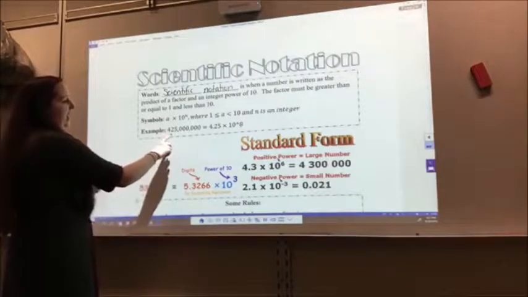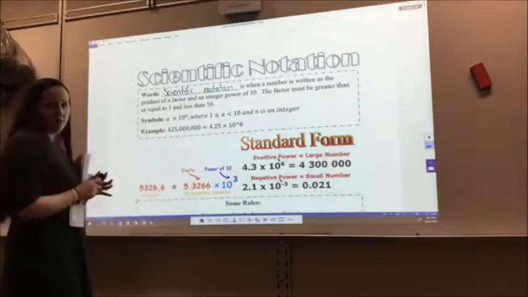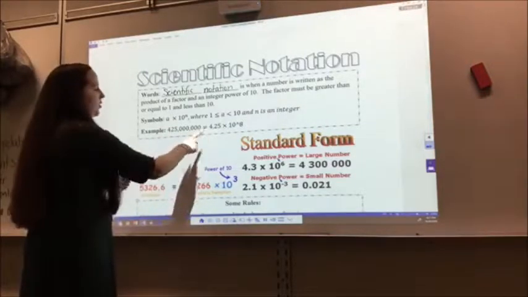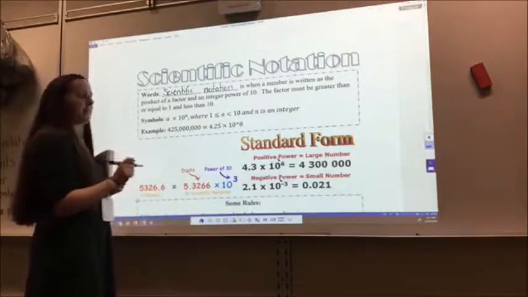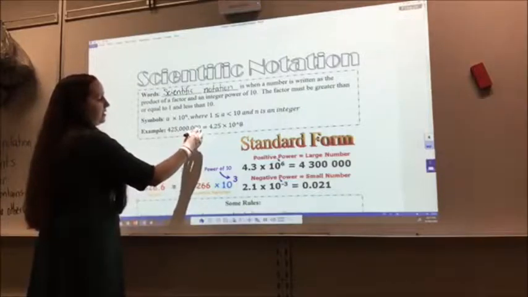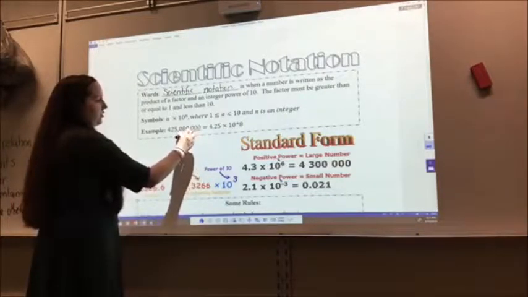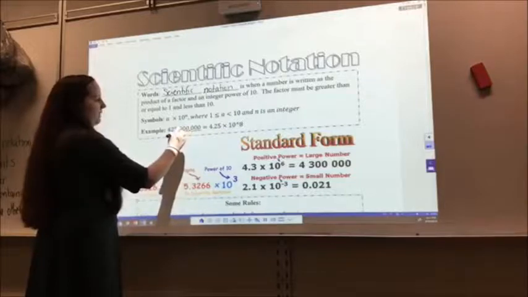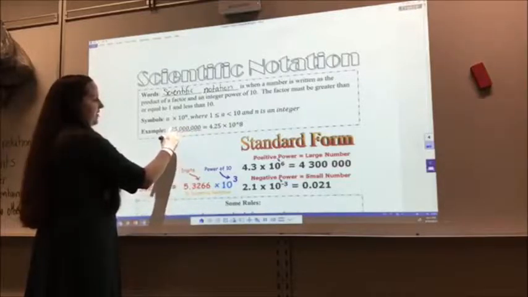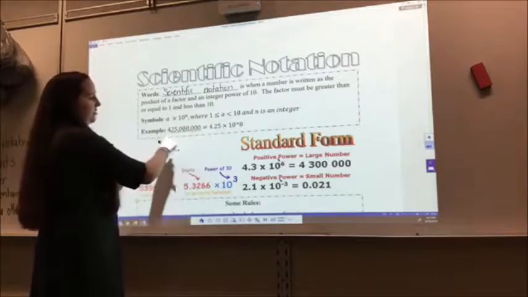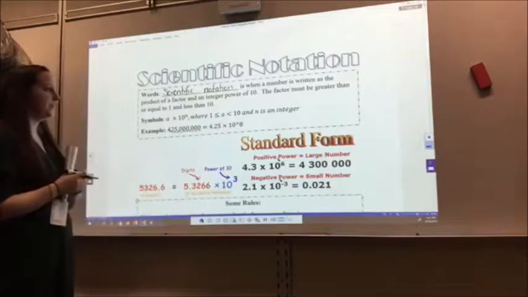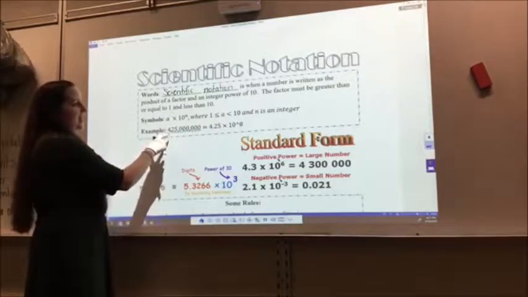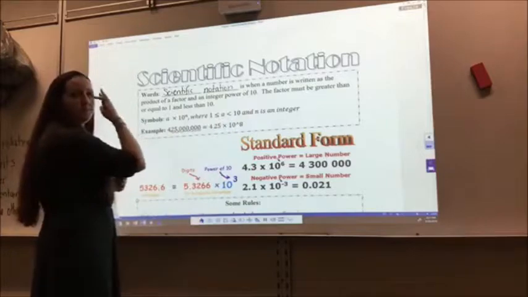So an example, I have 425 million right here. This equals 4.25 times 10 to the 8th power. How I got that was, I started from here, and I counted 1, 2, 3, 4, 5, 6, 7, 8. That gives me the 4.25, that's where my decimal point goes, times 10 to the 8th power. Remember, this number right here has to be between 1 and 10.